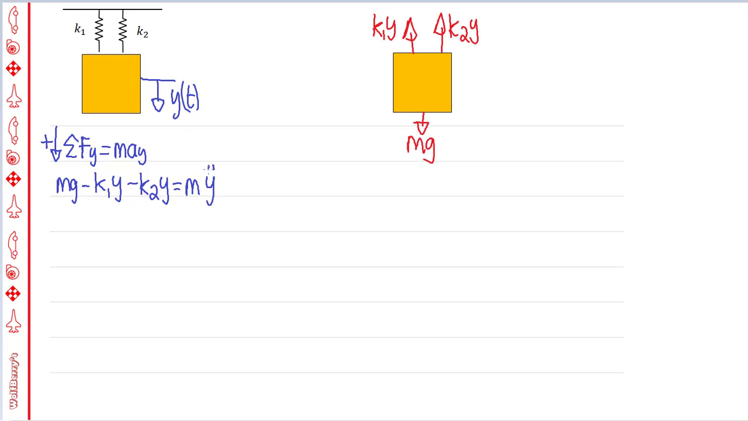Now, let's include the extension in our modeling. So we have mg minus k1. The k1 spring will get longer, so it's extension plus y, minus k2. Again, it's getting longer, extension plus y, equals my double dot.